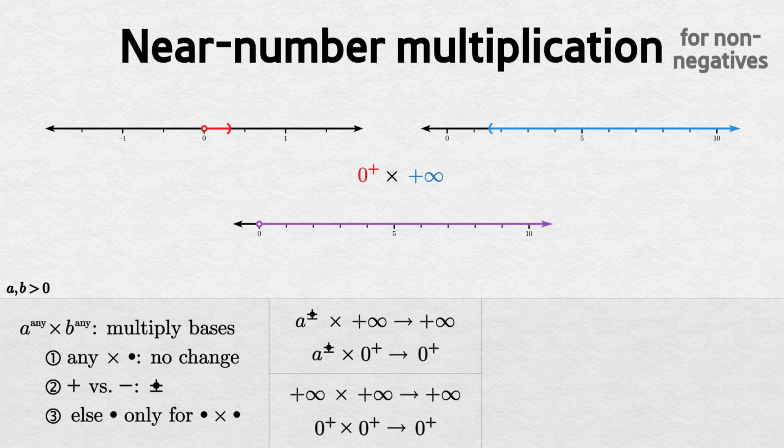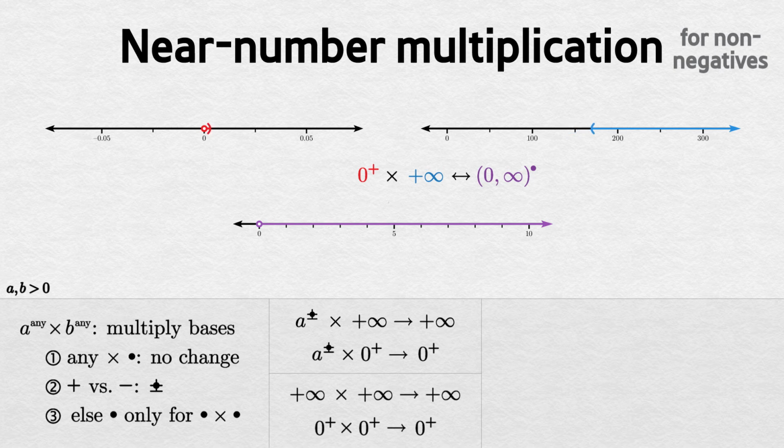What happens to the results when the factors squeeze? Absolutely nothing. We can still get as small of a product as we like, and also as large of a product as we like, and everything in between. So we've seen that 0 plus times positive infinity is equivalent to the constant interval 0 infinity.